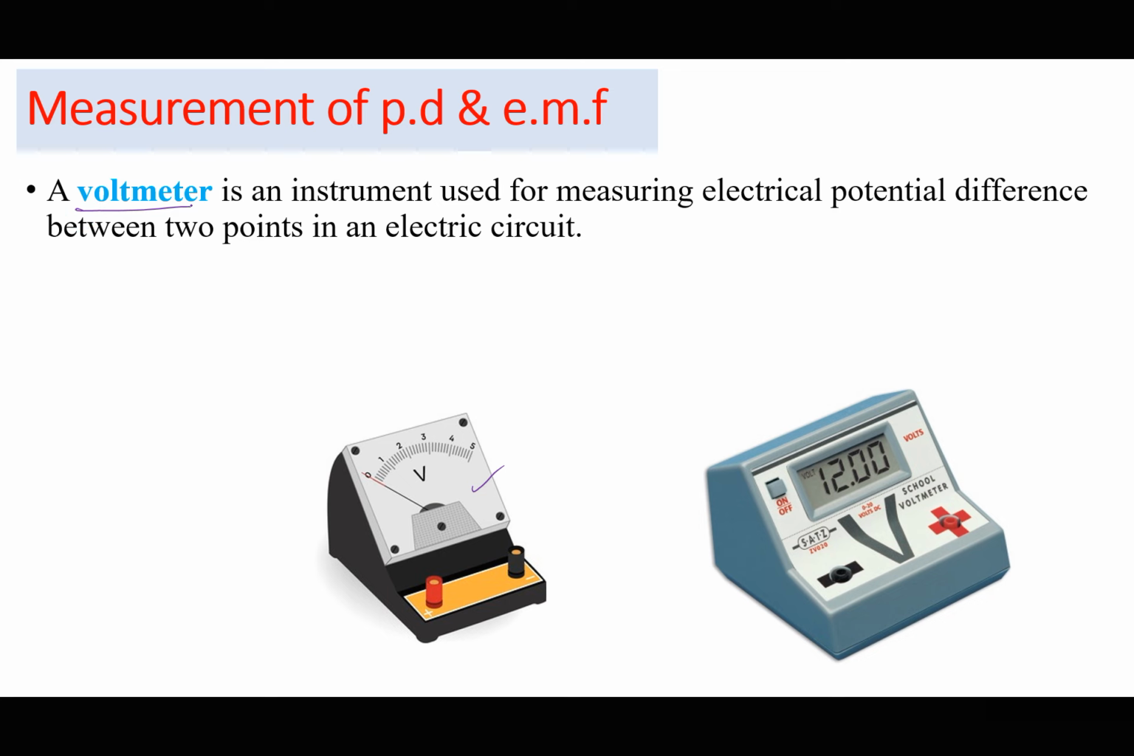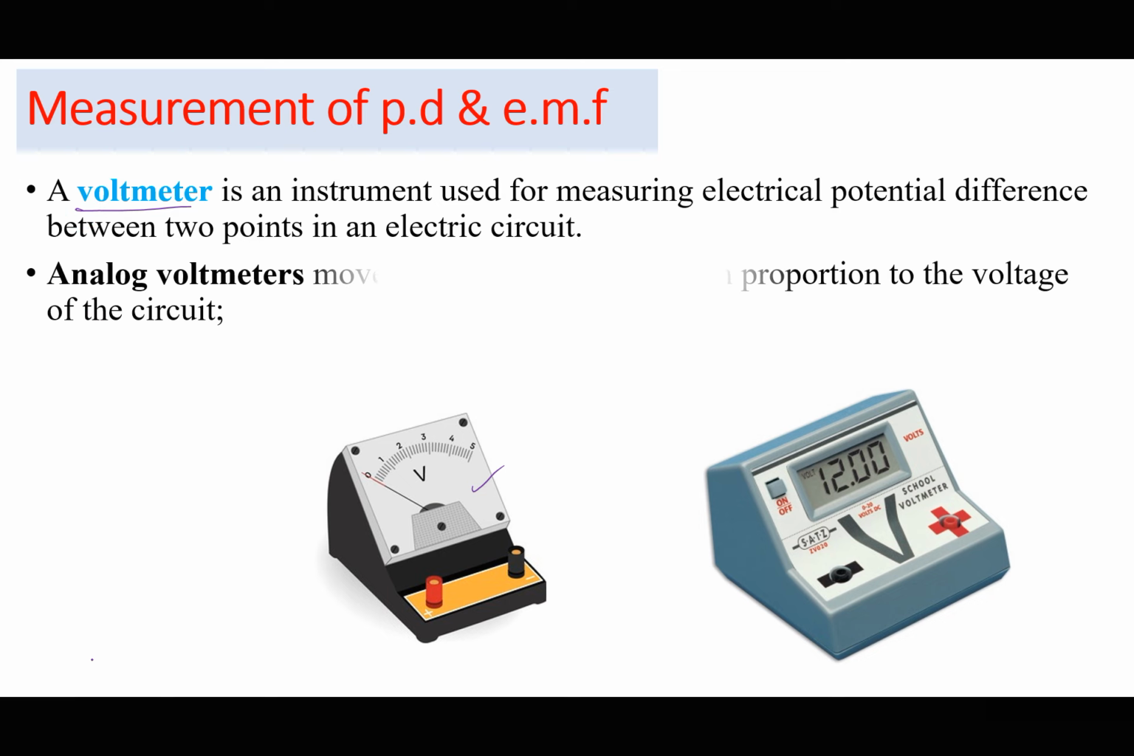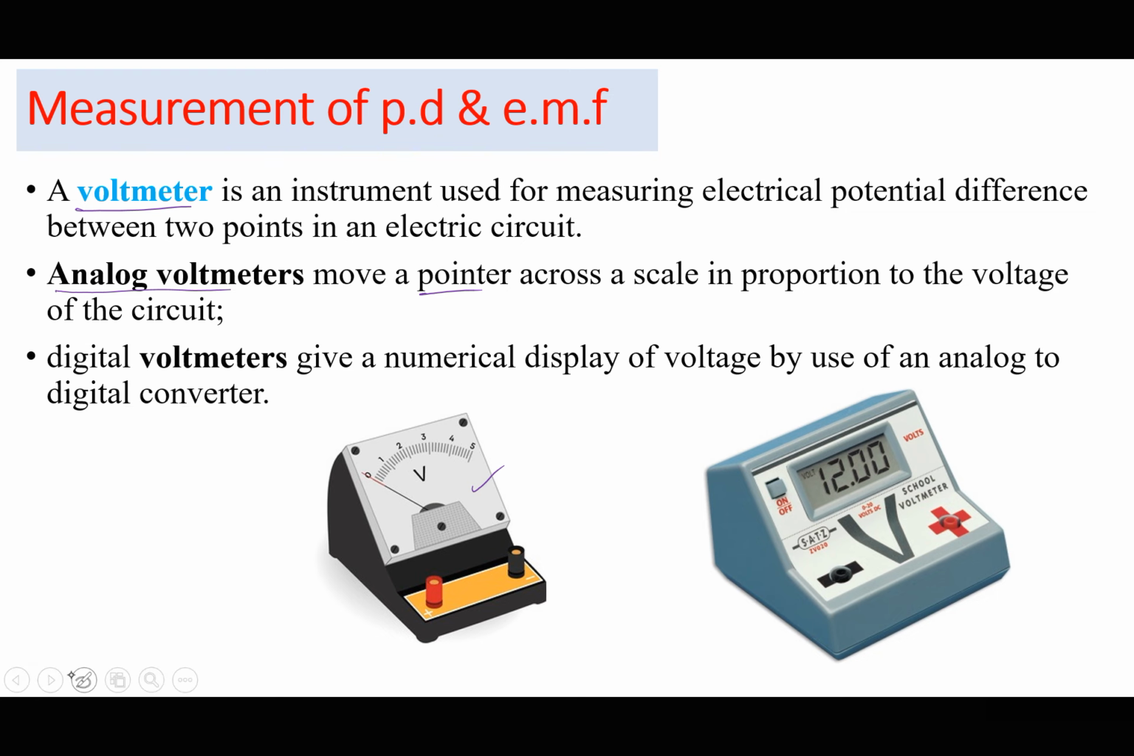Most commonly, it is an analog voltmeter in most laboratories. Like this one is an analog voltmeter which has a pointer. An analog instrument always has a pointer, which moves across a scale in proportion to the voltage of the circuit. Sometimes we could use digital voltmeters. Some laboratories have such a digital voltmeter. It just displays the value onto the screen. But what I'm saying is that a voltmeter is the device we are going to use to measure voltage, especially if it is direct voltage.